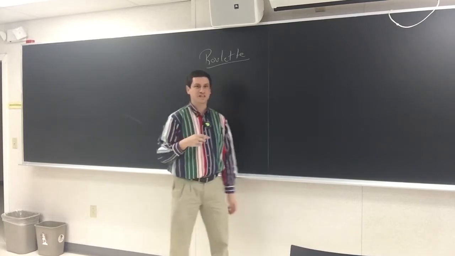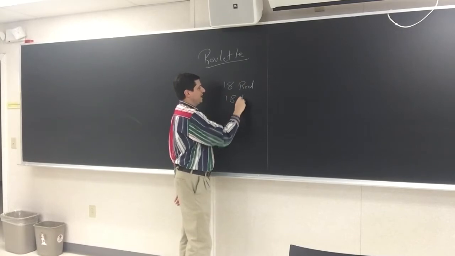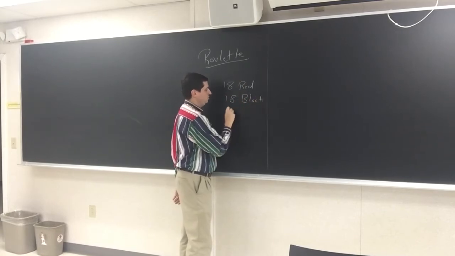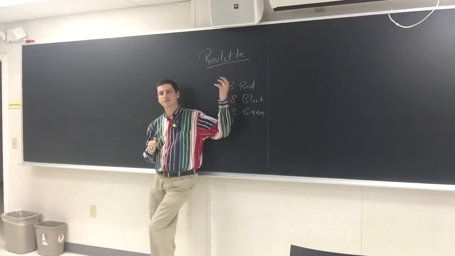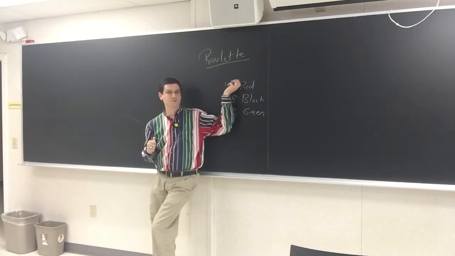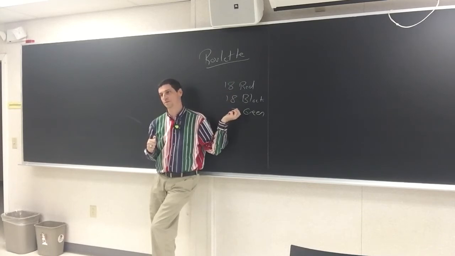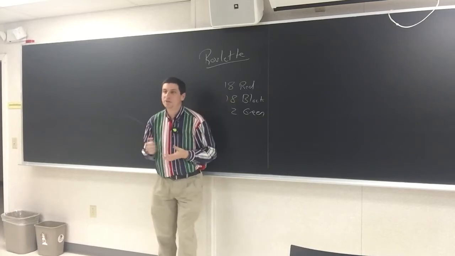So the way Roulette works is typically you have 18 reds, 18 black, and 2 green. And typically what you can do is bet on red or bet on black. If you bet $1 on red and red comes up, you win $1. If you bet $1 on red and either black or green comes up, you lose. What's your probability of winning if you bet on red? It's like 49% or something. Yeah, it's a little bit less than 50%.